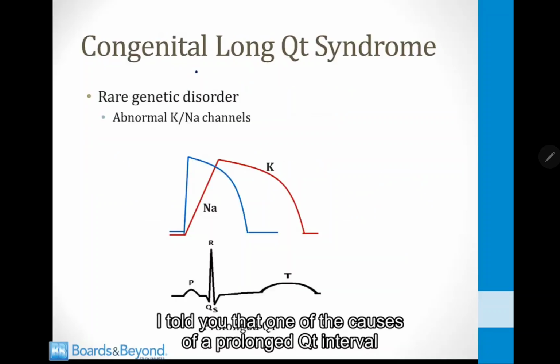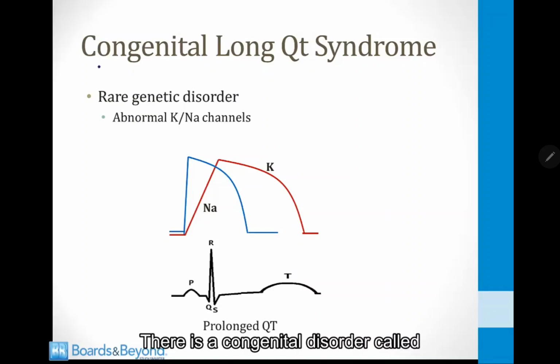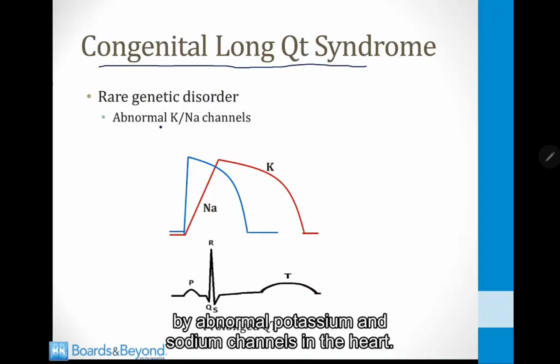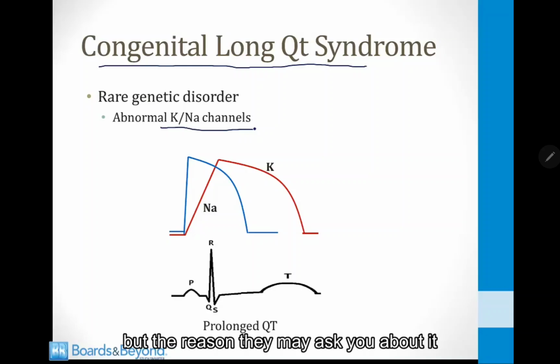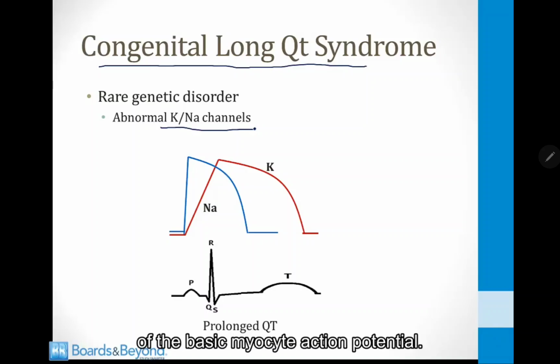I told you that one of the causes of a prolonged QT interval was something called the long QT syndrome. There is a congenital disorder called the congenital long QT syndrome that is caused by abnormal potassium and sodium channels in the heart. This is a very rare disorder, but the reason they may ask you about it on the USMLE Step 1 exam is because it's a way to test your underlying knowledge of the basic myocyte action potential.